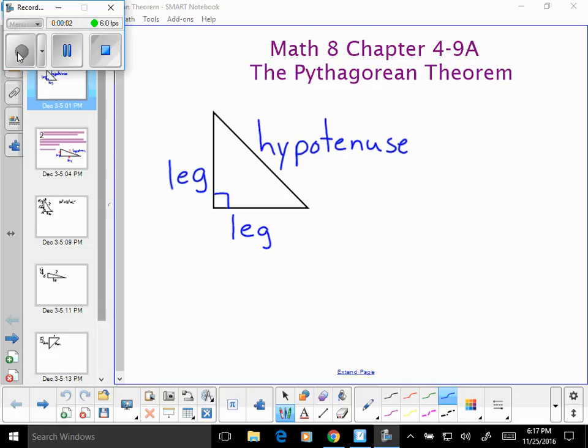Hi class, we're going to be working with chapter 4.9a lesson today on the Pythagorean theorem. This is where we actually use square roots. First of all, just a reminder that this only works in right triangles.